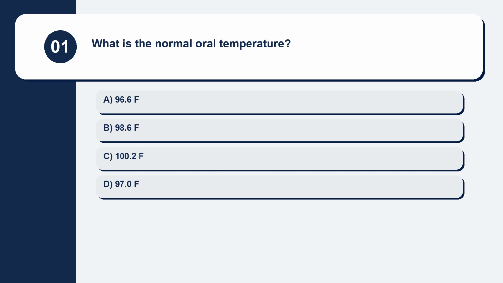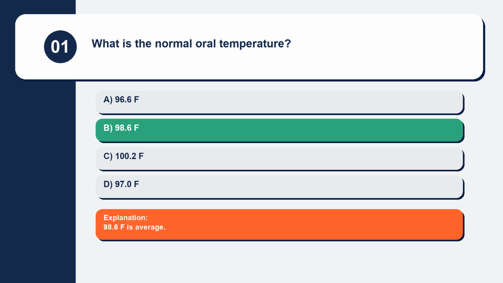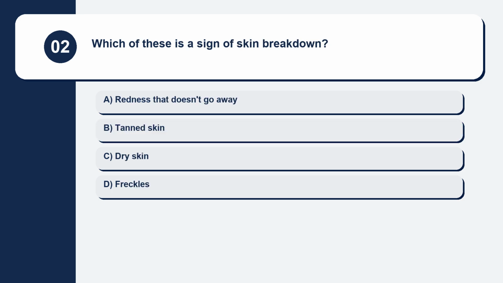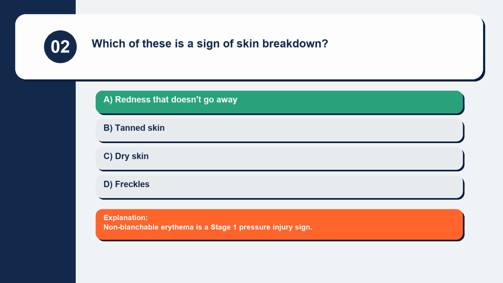Question 1. What is the normal oral temperature? 96.6 F, 98.6 F, 100.2 F, 97.0 F. 98.6 F is average. Question 2. Which of these is a sign of skin breakdown? Redness that doesn't go away, tan skin, dry skin, freckles. Non-blanchable erythema is a stage 1 pressure injury sign.